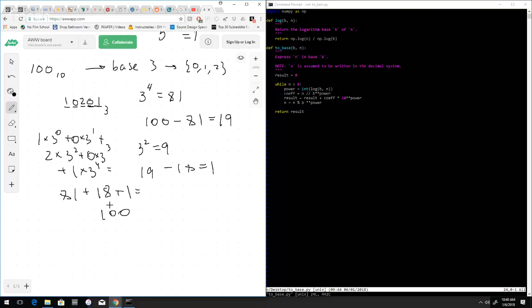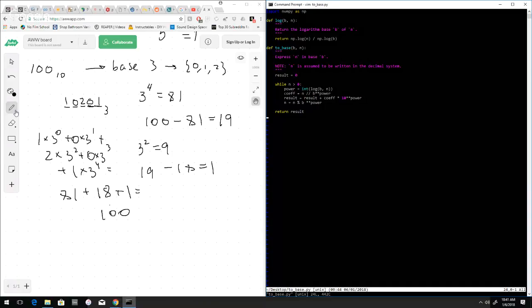So this is our process. Now let's see how the code handles this. First of all, I need a way to ask myself, as you saw in this process, I kept asking, what is the highest power of the base that fits in the number? So I have to write some code that will give me the highest power of a number that fits in some larger number.